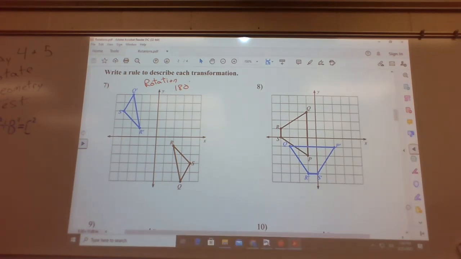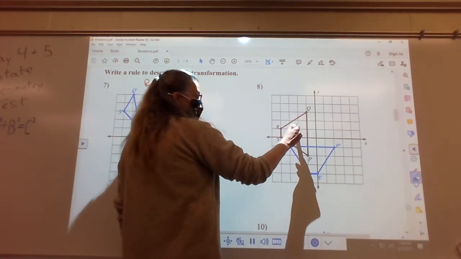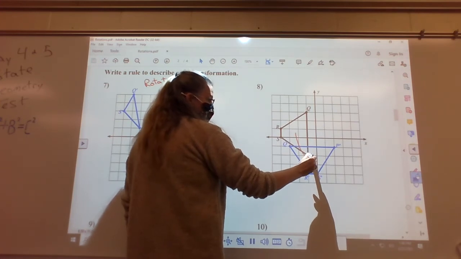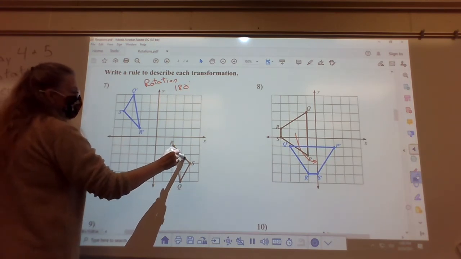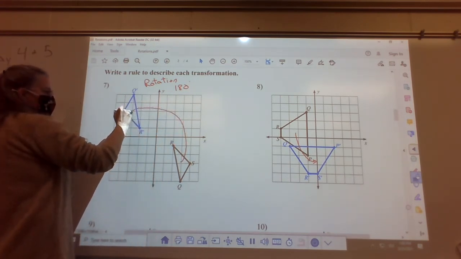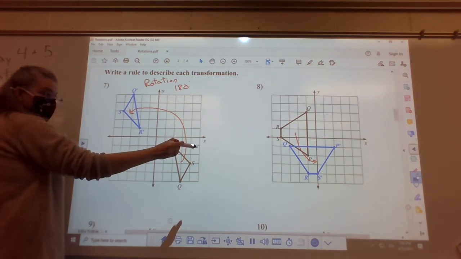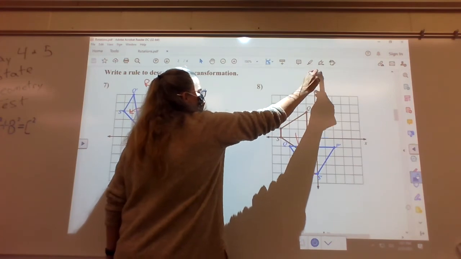So let's look at the next one. So this one, I started here. So this is kind of the middle of the shape. I went to here. So this one, instead of going from here halfway around to here, I only went 90 degrees. I did like one corner of the circle. So it's a 90. Does that answer your question?